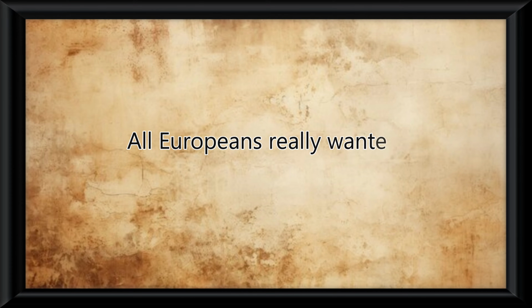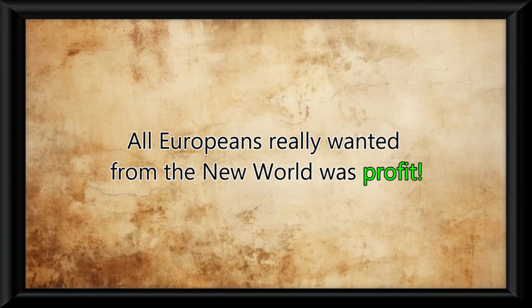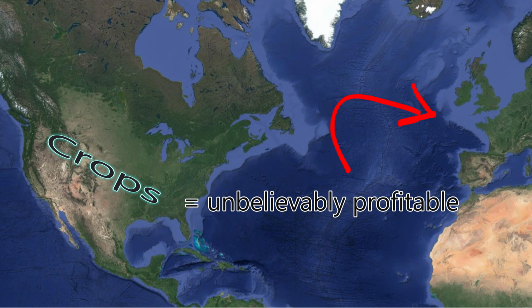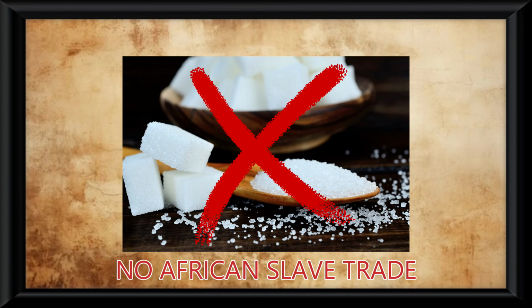The main thing to take away from all of this is all Europeans really wanted from the New World was profit. Crops in the New World were so unbelievably profitable by the Europeans that, heck, there's an argument that without the crop of sugar, there is no African slave trade.